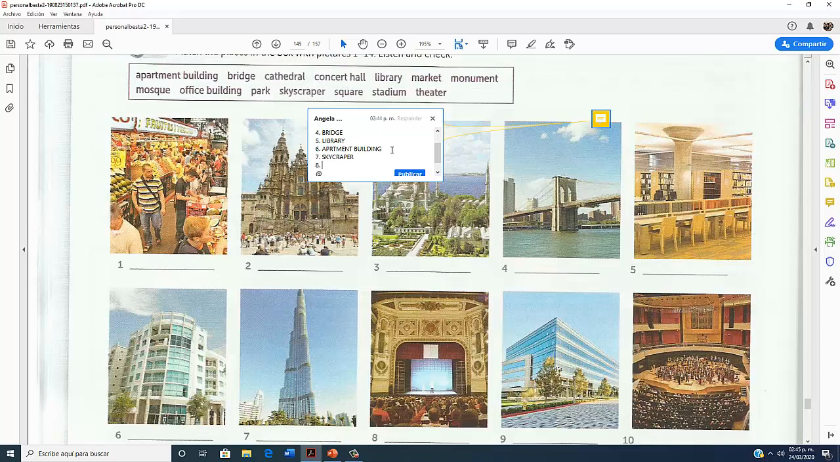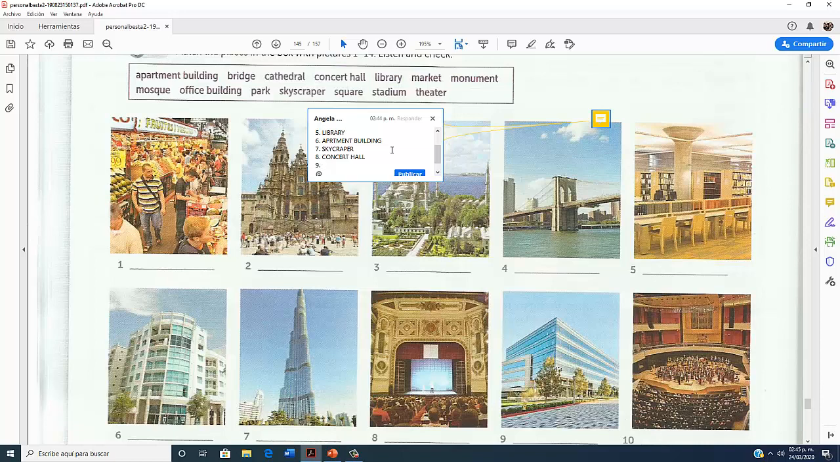Theater? Is it a theater? No, I think number 10 is a theater. So that would be, I don't know. I have no idea. Let's skip it. Number 9. What is it in number 9? Concert hall. Yeah, here is a concert hall. Concert hall. It's a place where singers give concerts.